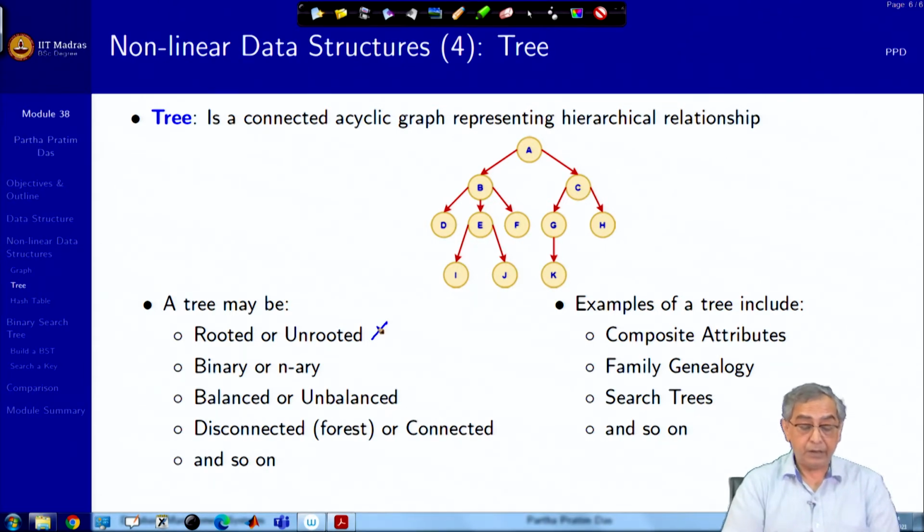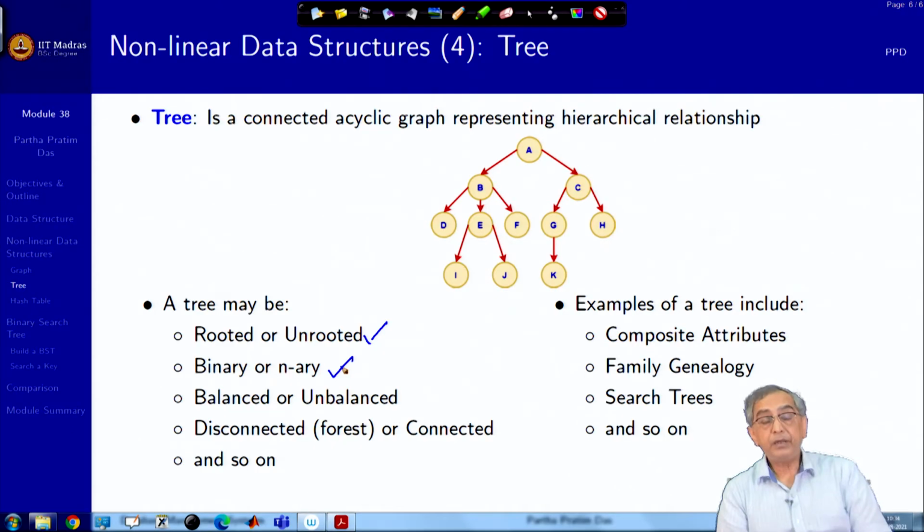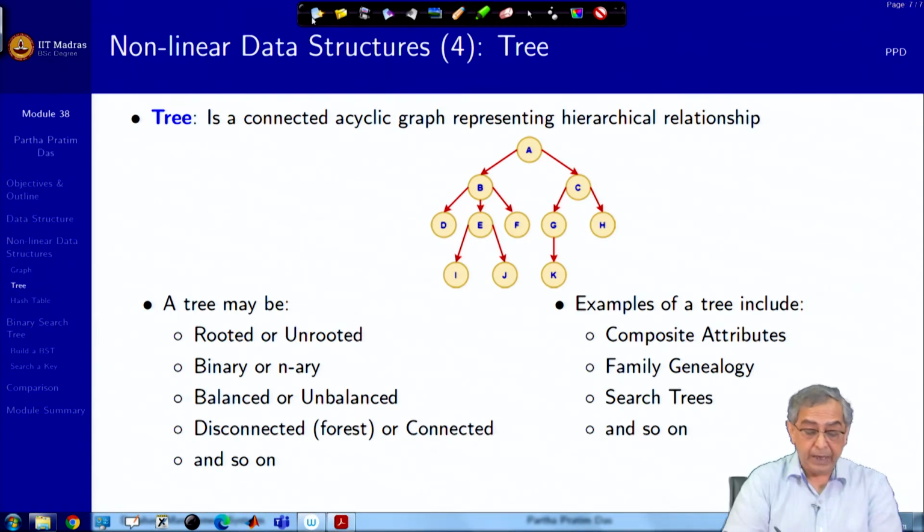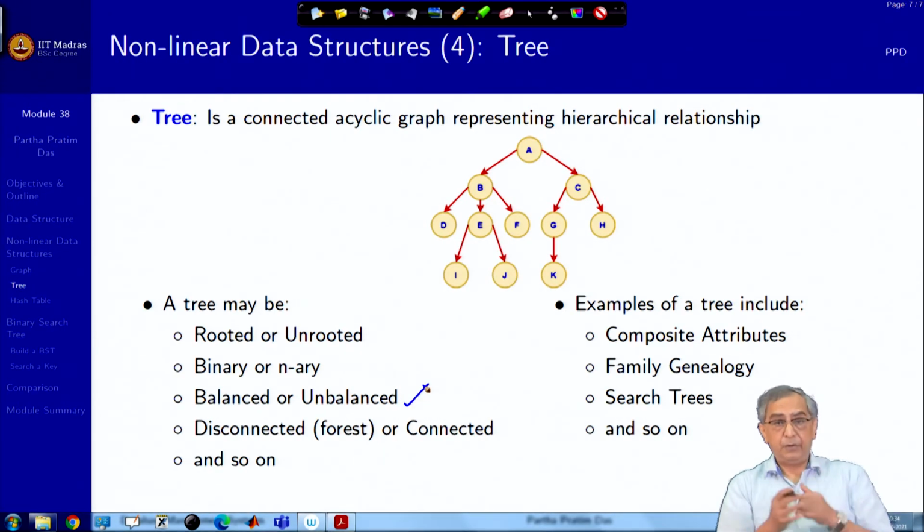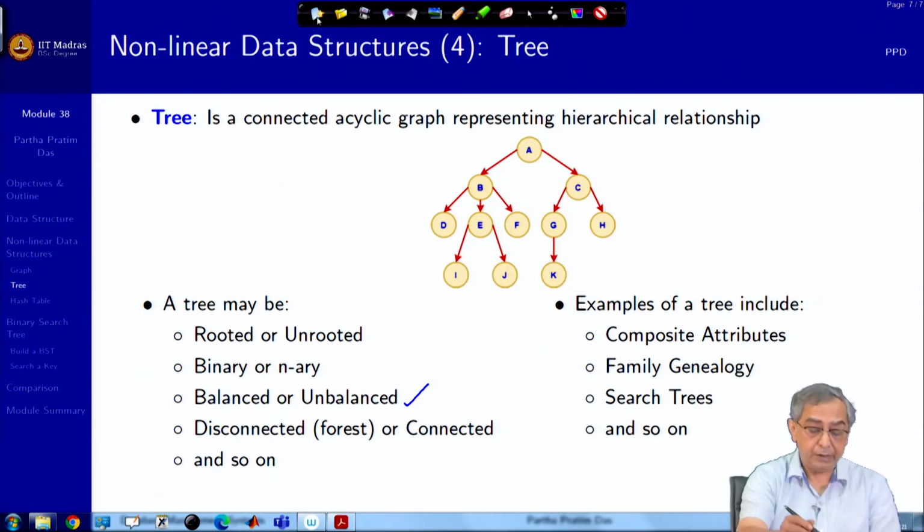So, it could be rooted or unrooted, it could be binary or n-ary, that depends on what is the bound on the number of neighbors a particular vertex may have. If that bound is 3, 2 children and 1 parent, then we say it is a binary tree. Otherwise, it could be an n-ary tree for anything. It could be balanced or unbalanced. We will have to look into this property a little bit more.